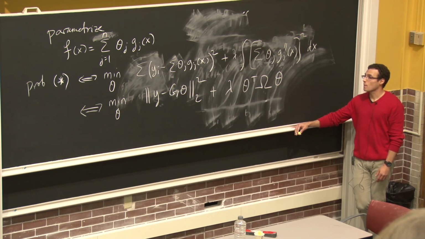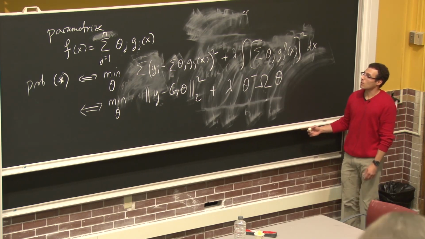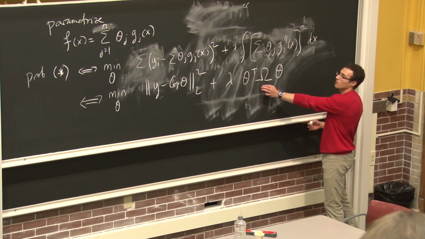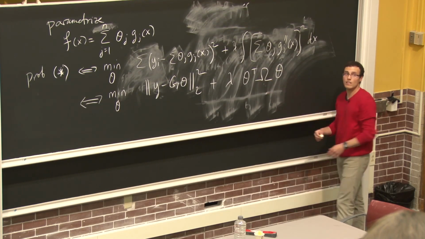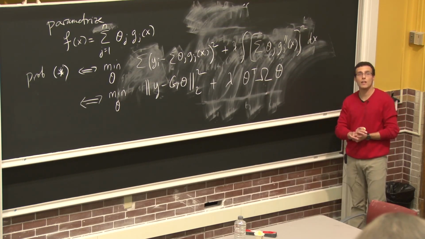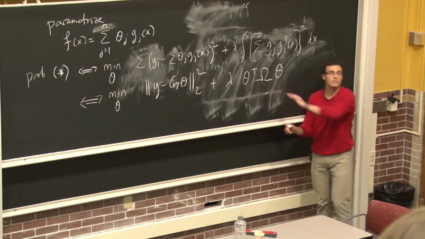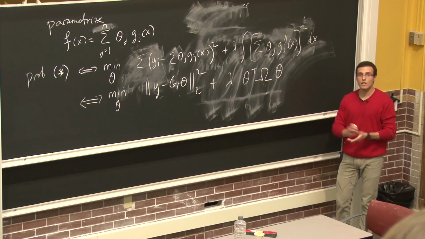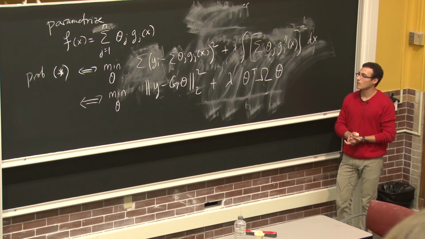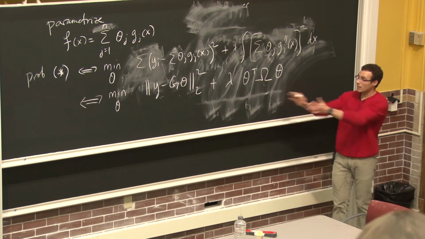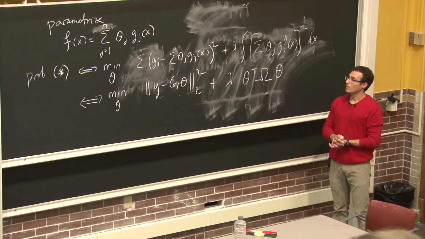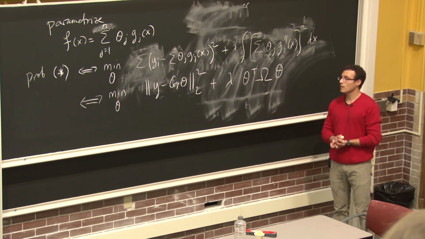Okay, so with some appropriate definition for omega, and again, these are all things you can do offline. You give me the x points, I'll populate G, I'll populate omega, just according to my basis functions and some simple linear algebra calculations. And then I can solve this problem in the finite dimensional parameter theta.